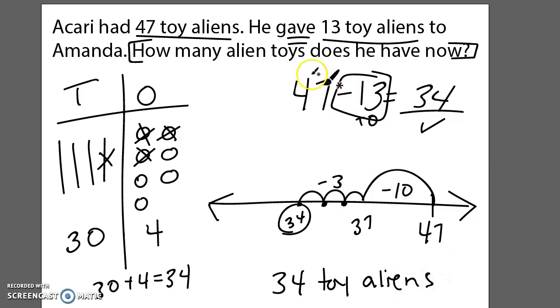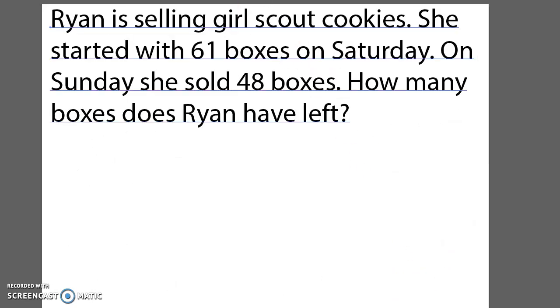Let's do one more and see if we get this one. So Ryan is selling Girl Scout cookies. She started with 61 boxes on Saturday. On Sunday, she sold 48 boxes. How many boxes does Ryan have left?